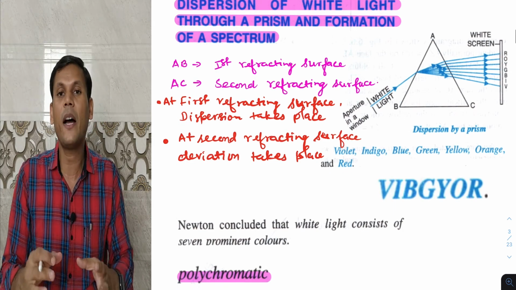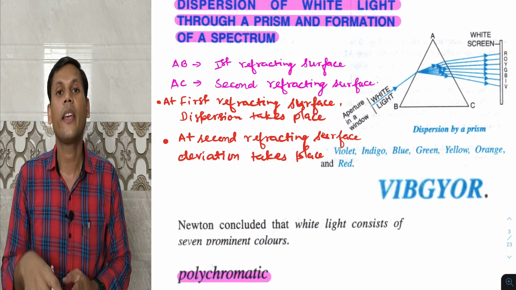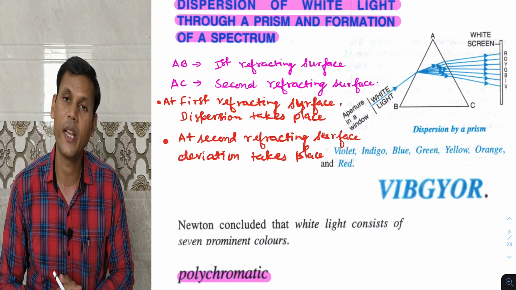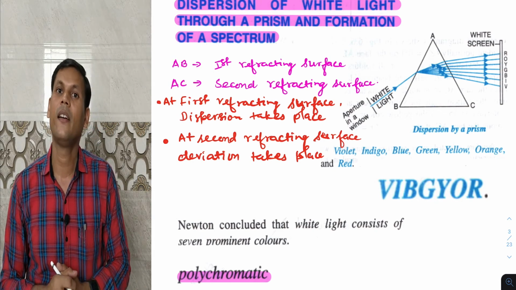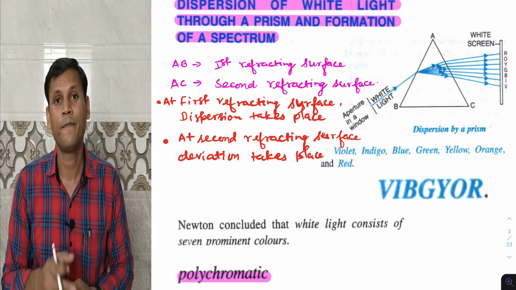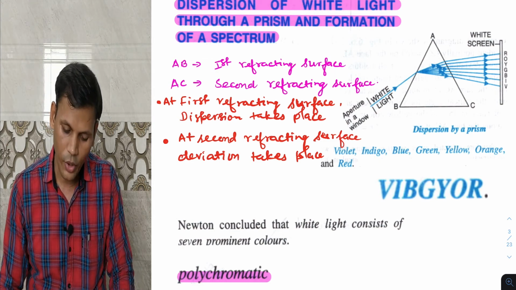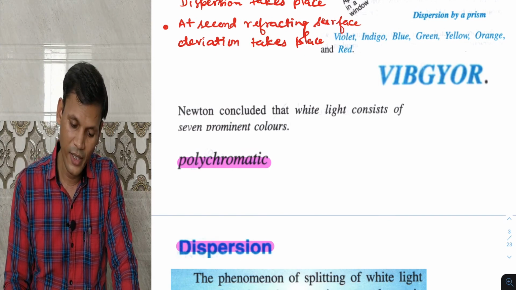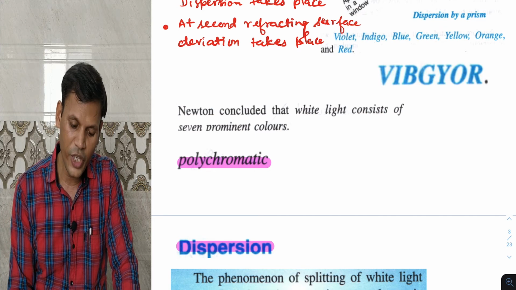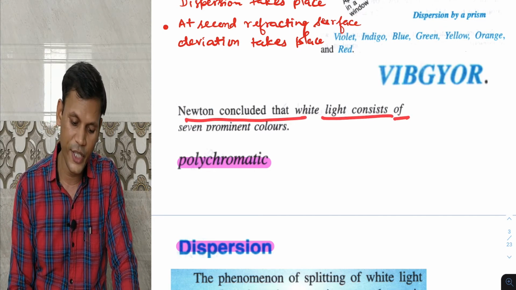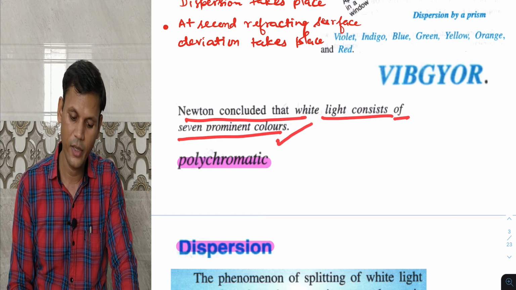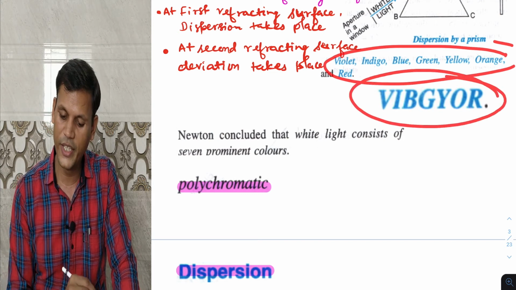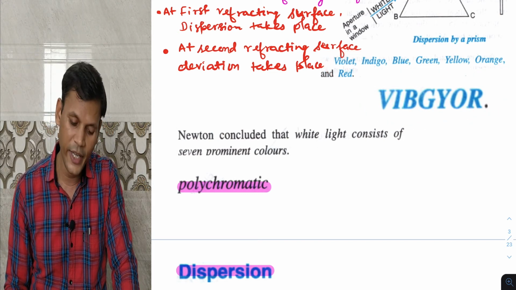So in this part you have to remember this thing. At first refracting surface what takes place? Dispersion takes place. And at second surface what happens? At second refracting surface deviation takes place. Okay. Then Newton का मैंने example already दिया था. So that is here. What we have? Newton concluded that white light consists of 7 prominent colors, and those colors are VIBGYOR: violet, indigo, blue, green, yellow, orange and red.